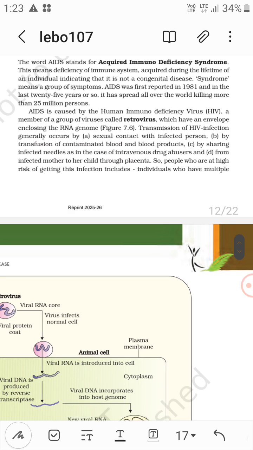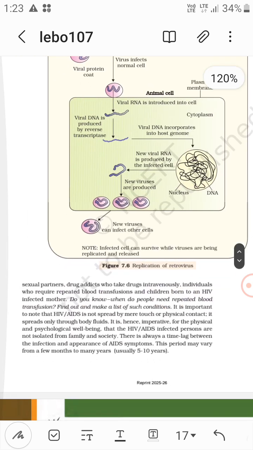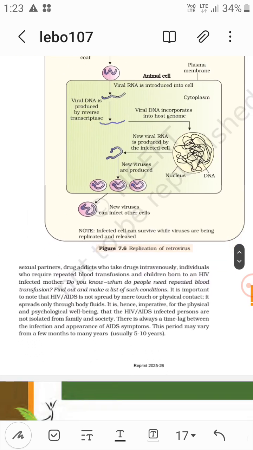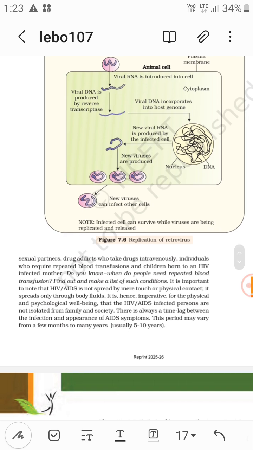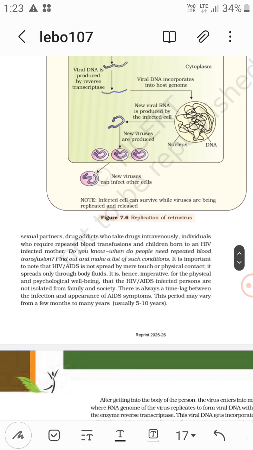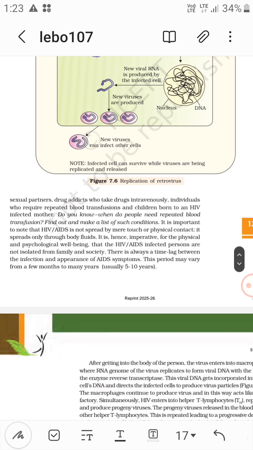People at high risk of getting this infection include individuals who have multiple sexual partners, drug addicts who take drugs intravenously into the vein, individuals who take repeated blood transfusions, and children born to an HIV infected mother. Do you know when people need repeated blood transfusions? Find out and make a list of such conditions.